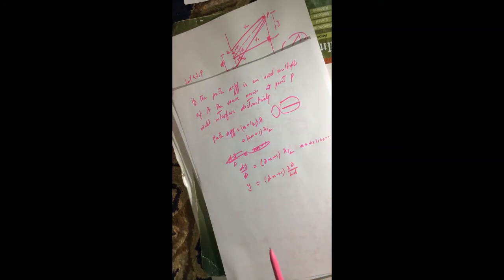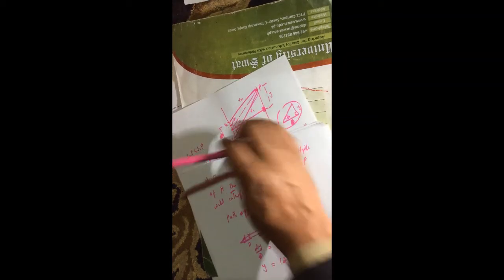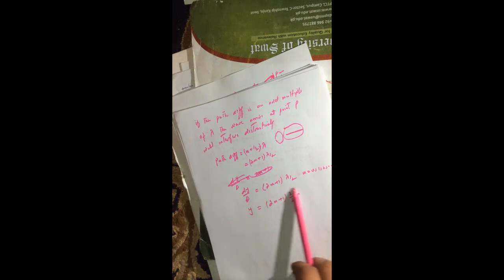So it means that if the path difference between these two rays, the ray R1 coming from slit S1 and the ray R2 coming from slit S2, is an odd multiple of half wavelength, then the rays interfere destructively. Once they interfere destructively, there is a dark spot, a minima. So the position of minima is given by this one.